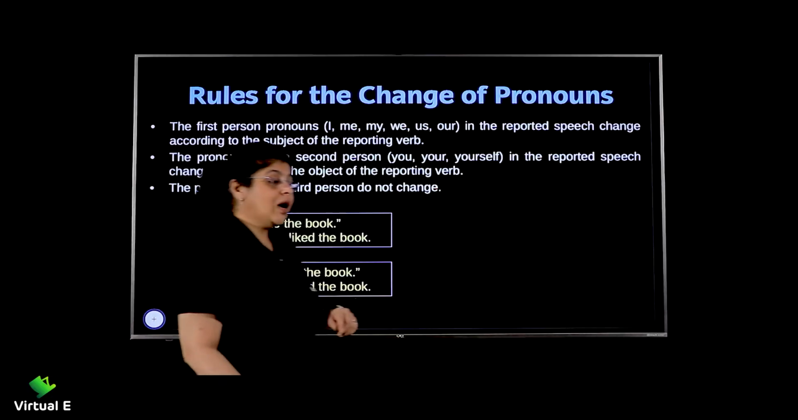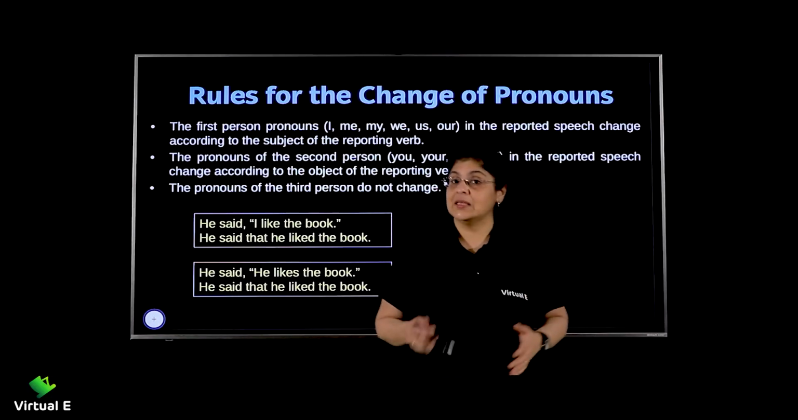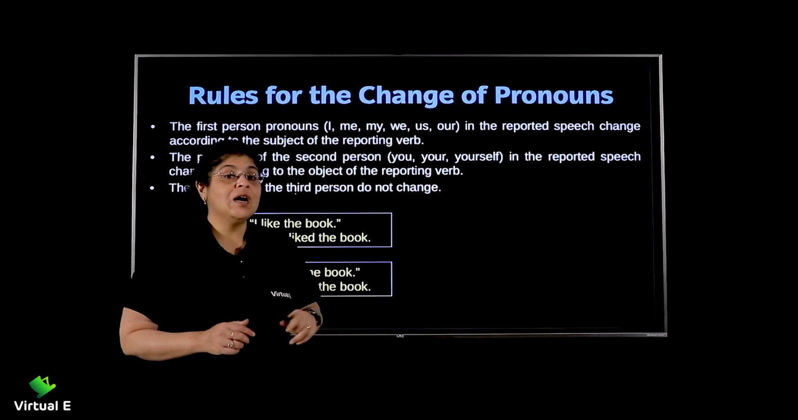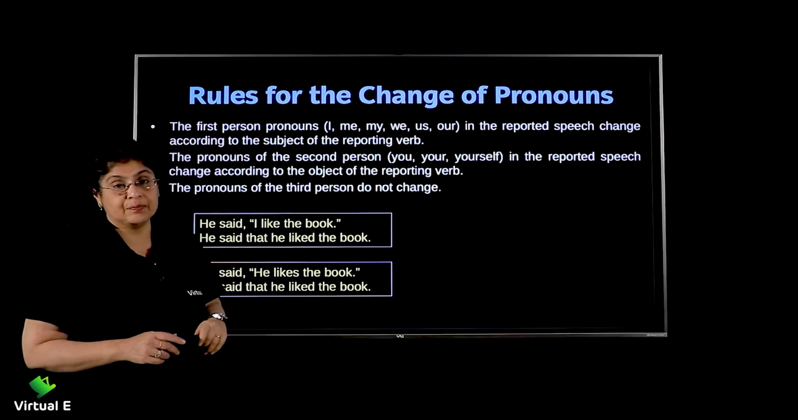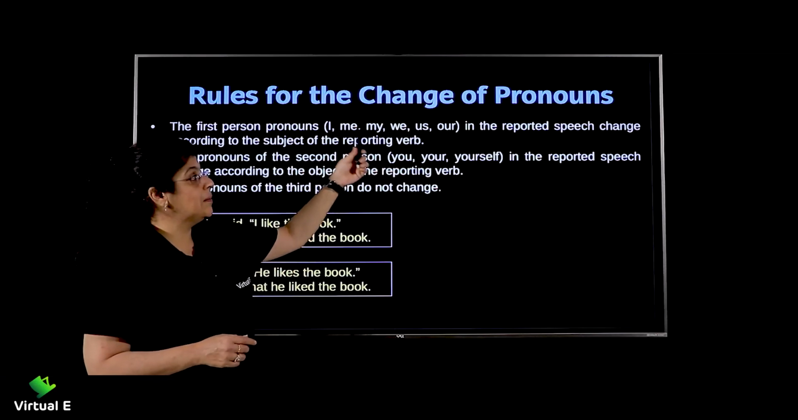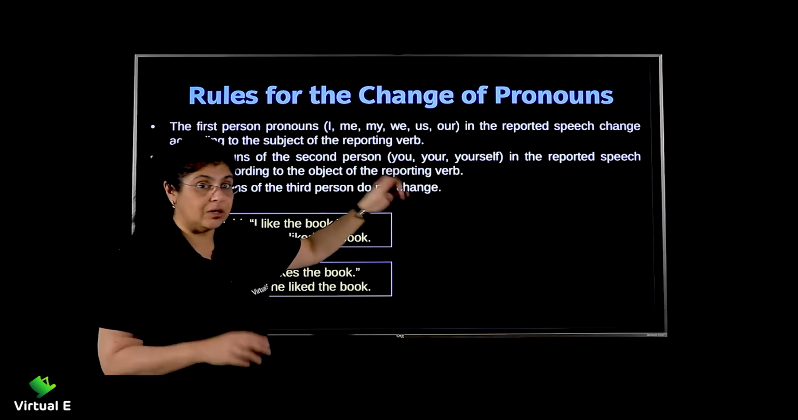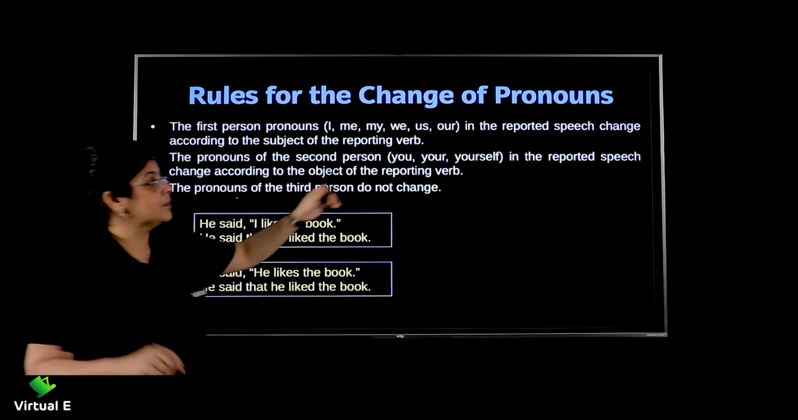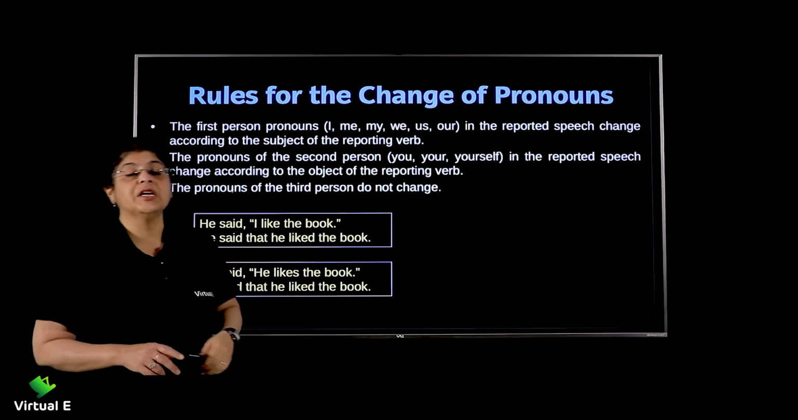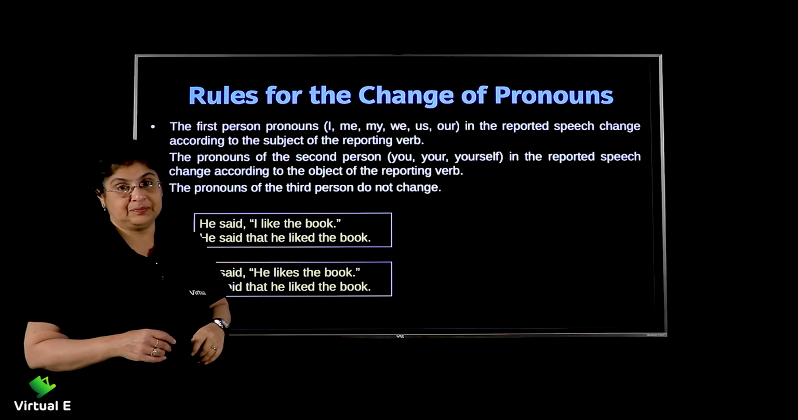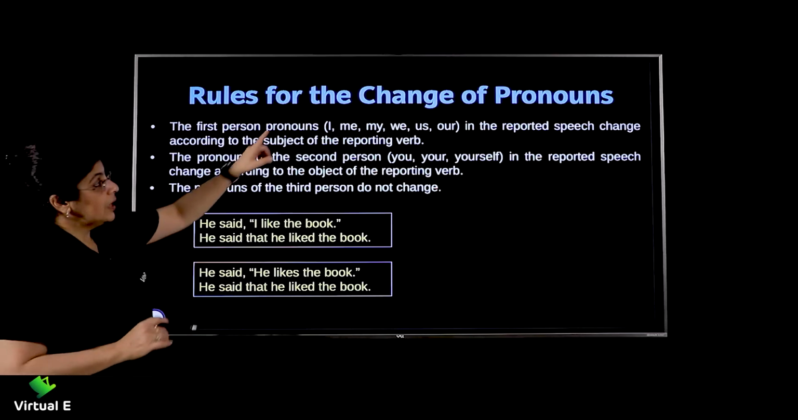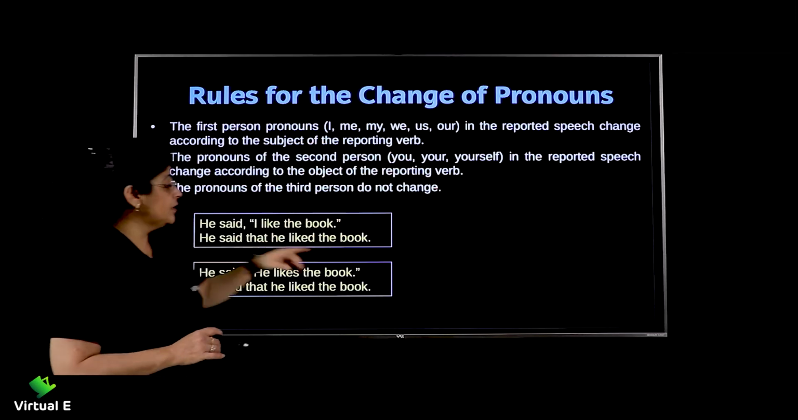Now, when you are changing the tenses and reconstructing the sentence into a different form, you have to also take care of your pronouns. Now, the first person pronouns, that's I, me, my, we, us, our, all of these, nothing beyond this, in the reported speech, change according to the subject of the reporting verb. Now here it is: I, me, my, we, us, our in the reported speech.